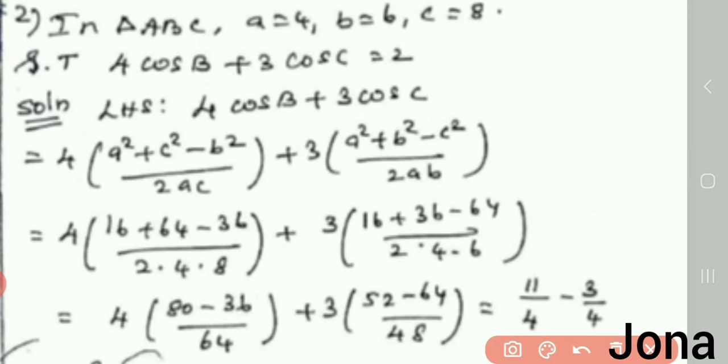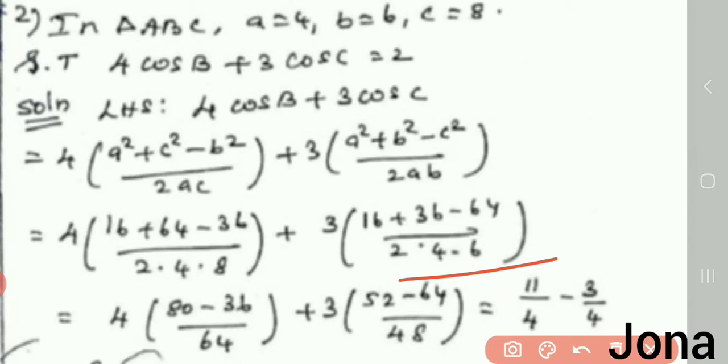And then we want to substitute all the values given in the problem. Instead of a we can substitute 4, instead of b we can substitute 6, and instead of c we can substitute 8. So we have 4 into 16 plus 64 minus 36, squaring the numbers, divided by 2 into 4 into 8, plus 3 into, again we square and substitute the numbers, 16 plus 36 minus 64 divided by 2 into 4 into 6.